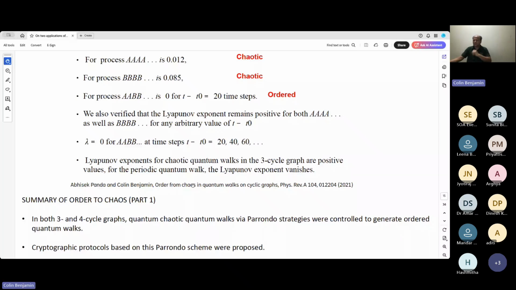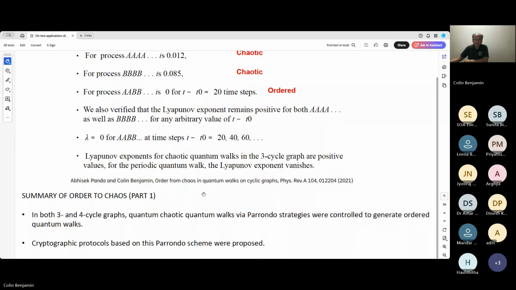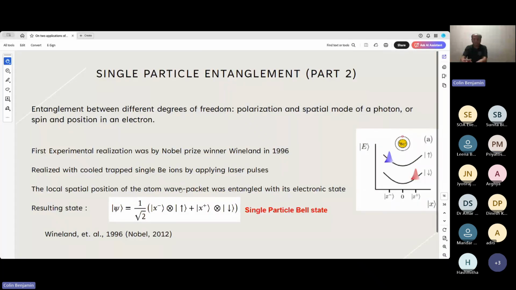So this ends the first part of my talk. If there are any questions, I would like to take them now. Or else I move to part 2 of my talk, which is on generating single particle entangled states using this cyclic quantum walk on cyclic graphs. Okay, since there are no questions, we move on to the second part of my talk.